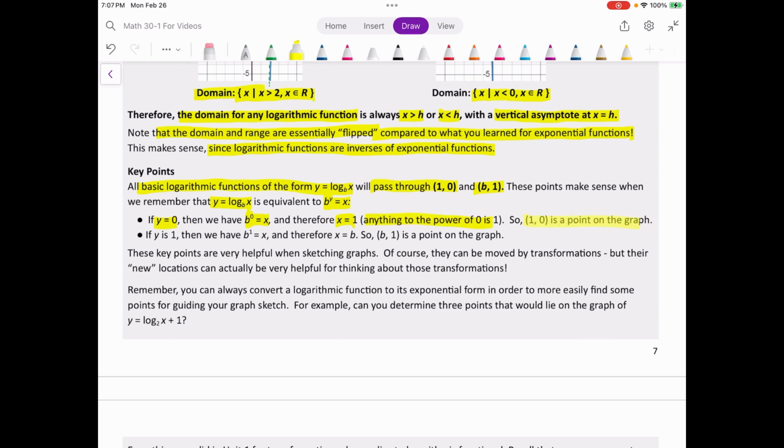So (1, 0) will be a point on the graph. Again, these can be changed by transformations, but we always start with a base function, and then we can compare to how the one we're actually dealing with looks different, and that can tell us about its equation or its graph. If y is 1, then we have b to the power of 1 equals x, and therefore x is just whatever b is. So (b, 1) is a point on the graph.